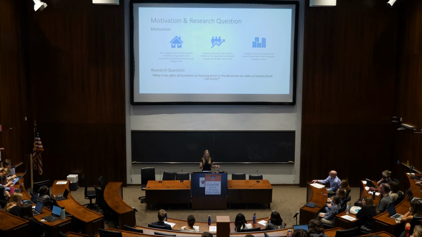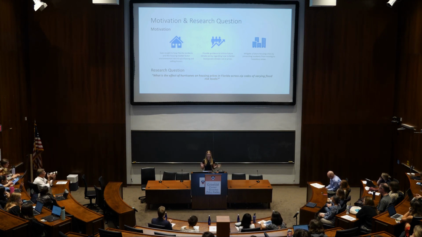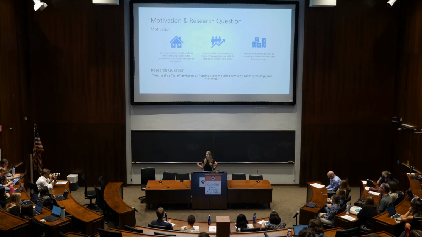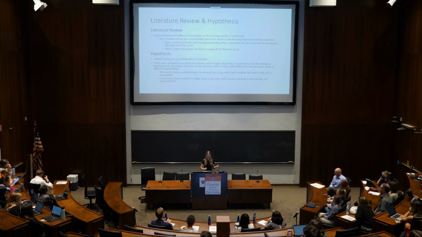So just to talk for a second about how I jumped from my motivation to my more specific research question: by looking at the effect of hurricanes on housing prices, hurricanes serve as a reminder of risk to residents in Florida. And by observing how this risk was perceived in zip codes of high risk level versus low risk level, I hope to get an indication of how these homes were already taking this risk into account.